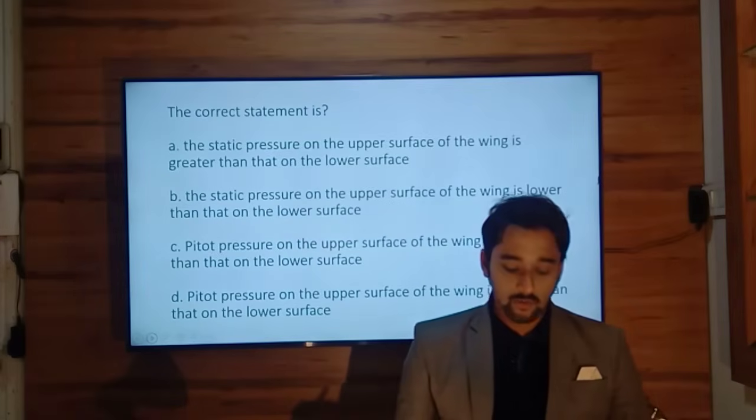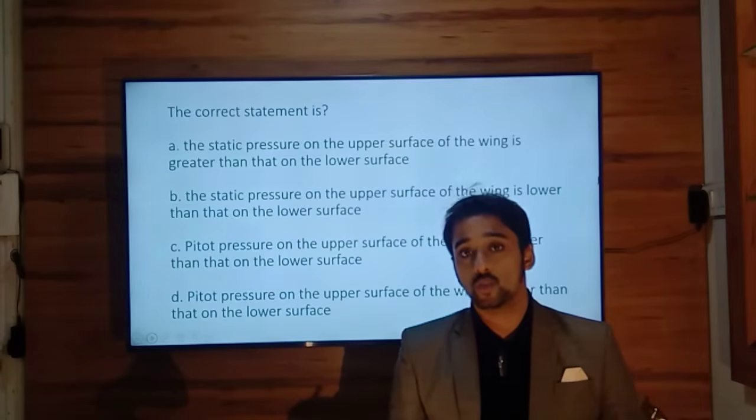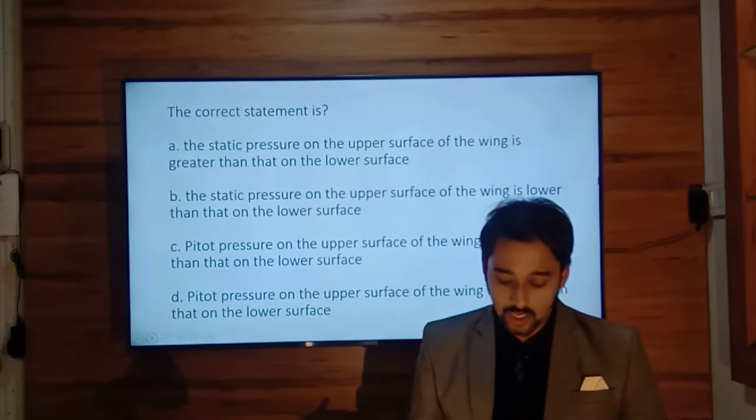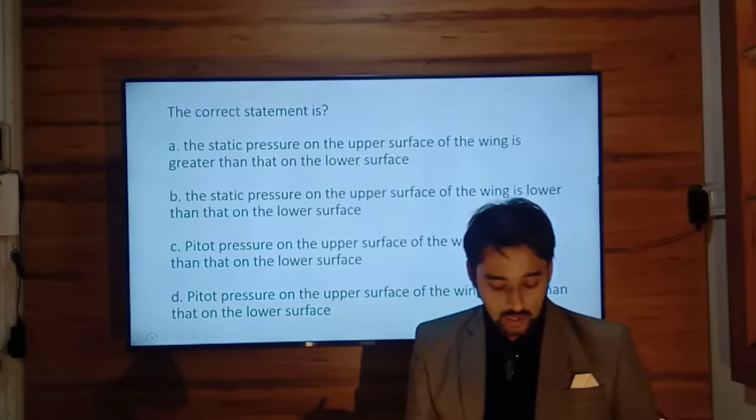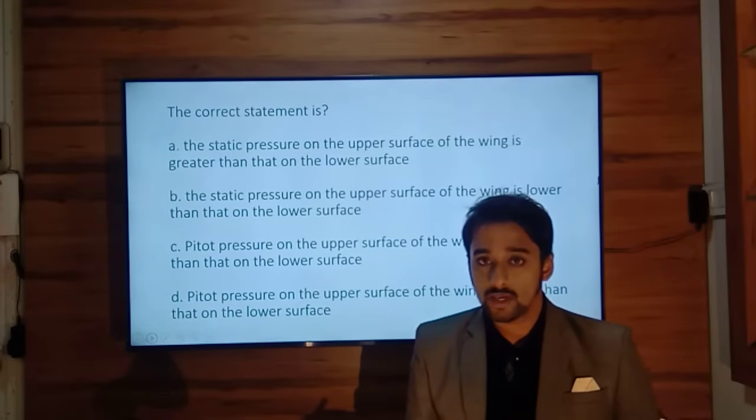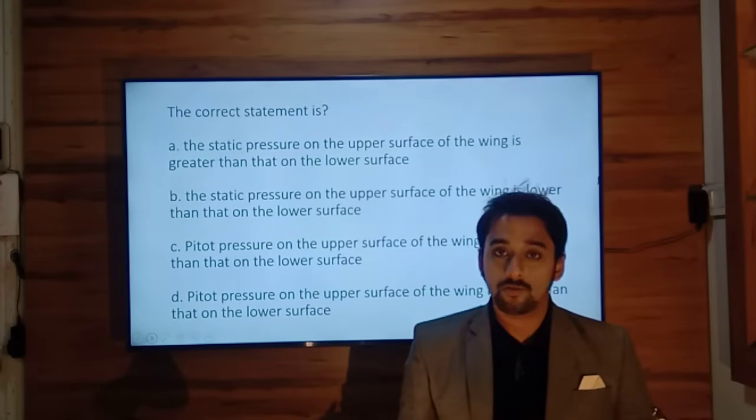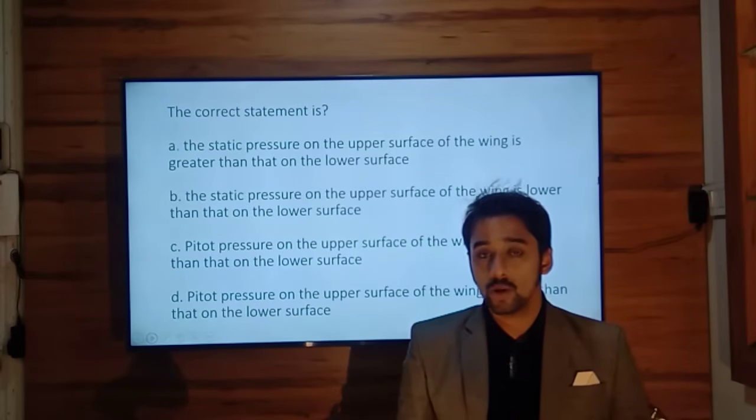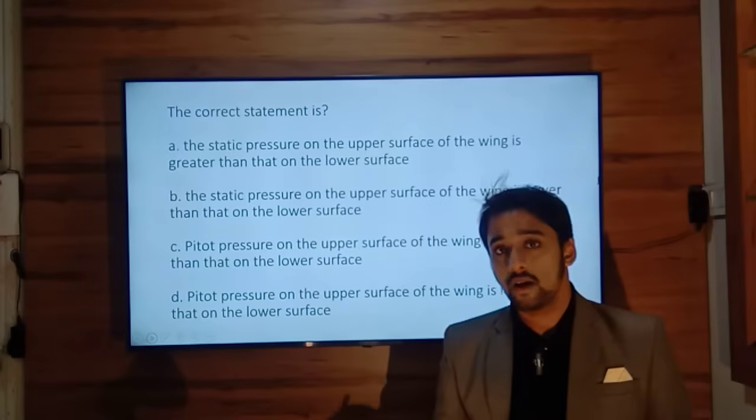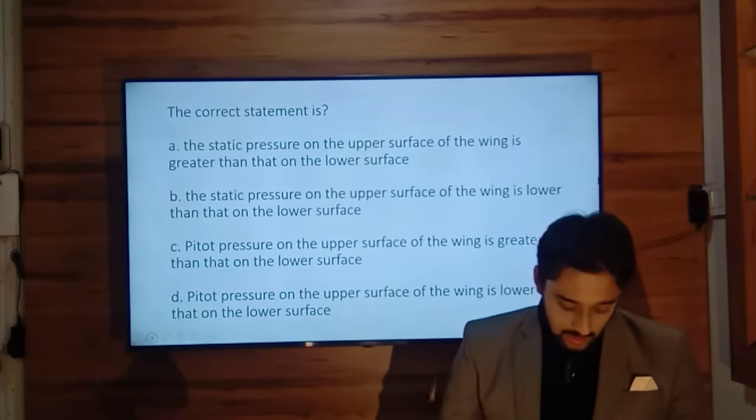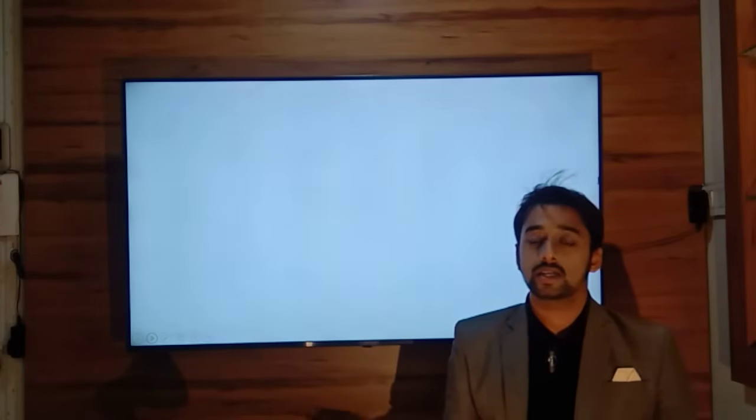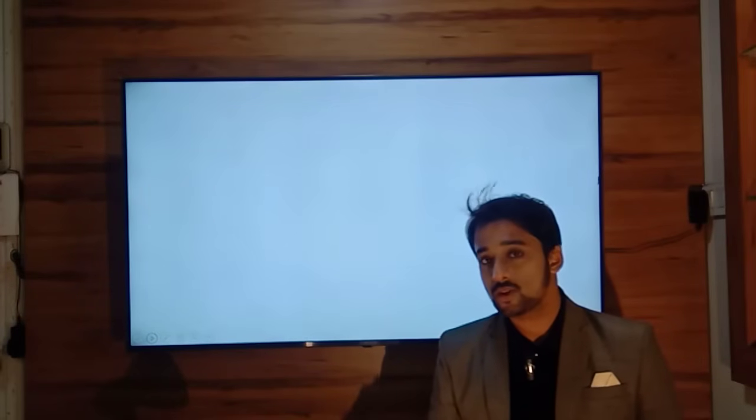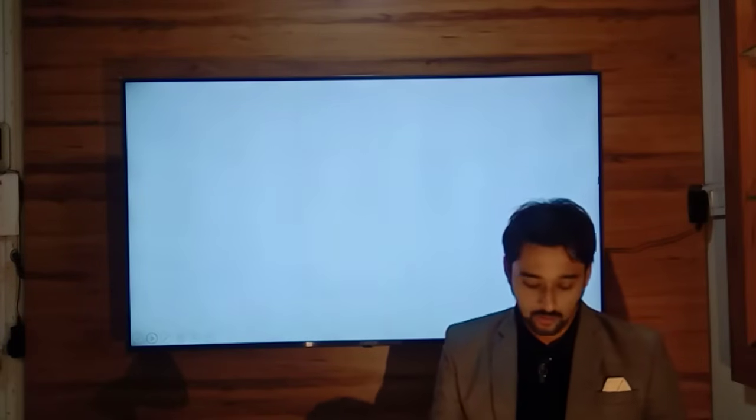The correct statement of all these four options is what? In the first statement, we have that static pressure on the upper surface of the wing is greater than that on the lower surface. The static pressure on the upper surface of the wing is lower than that on the lower surface. The next two options talk about the same thing but about the pitot pressure. So let's first see the lift generation of a wing. To understand this question, we will have to see the lift generation of a wing.